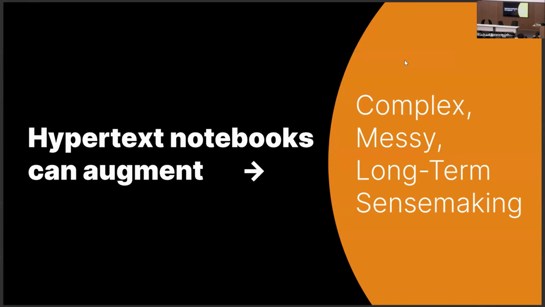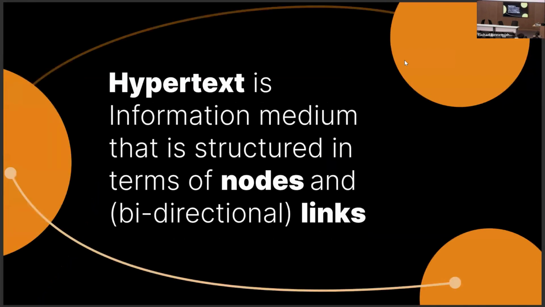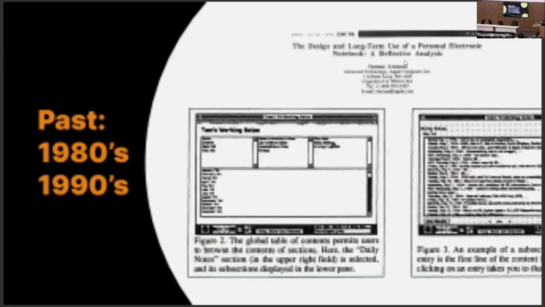So we believe that hypertext notebooks can be one solution to scaffold this complex, messy, and long-term sensemaking process. So what is hypertext? Hypertext is a type of information medium that is structured in terms of notes and bidirectional links, which makes it easier for people to retrieve information artifacts and reuse them, especially through this kind of relational databases.